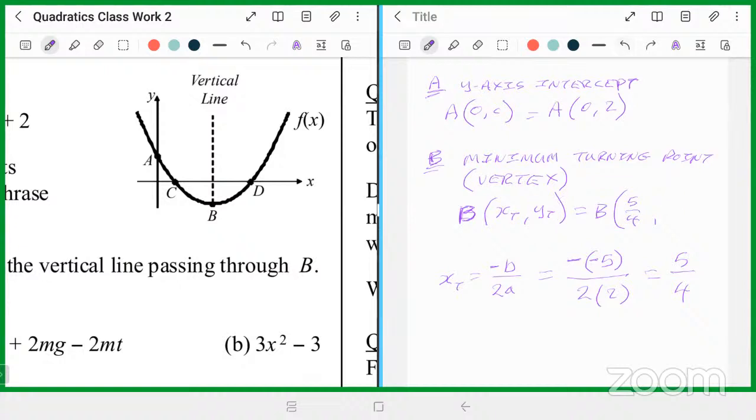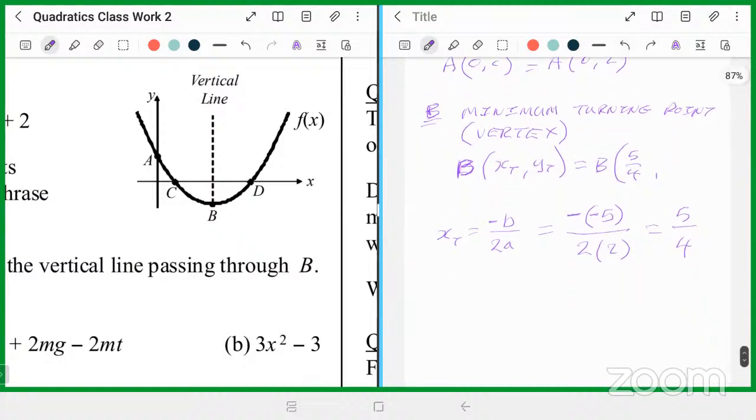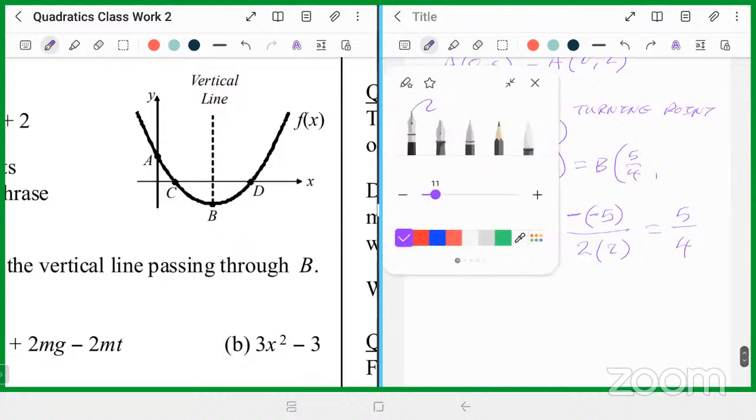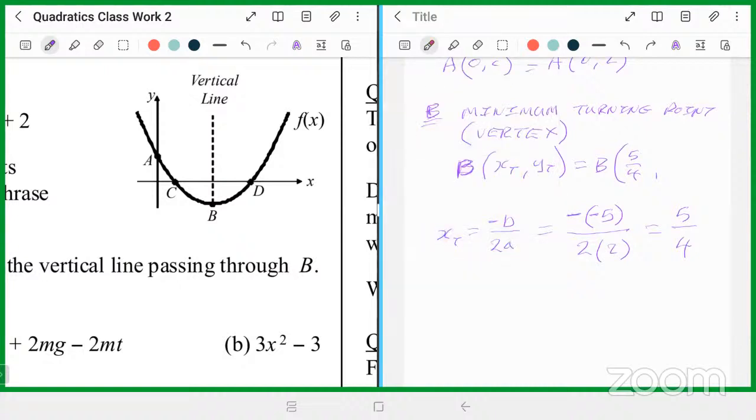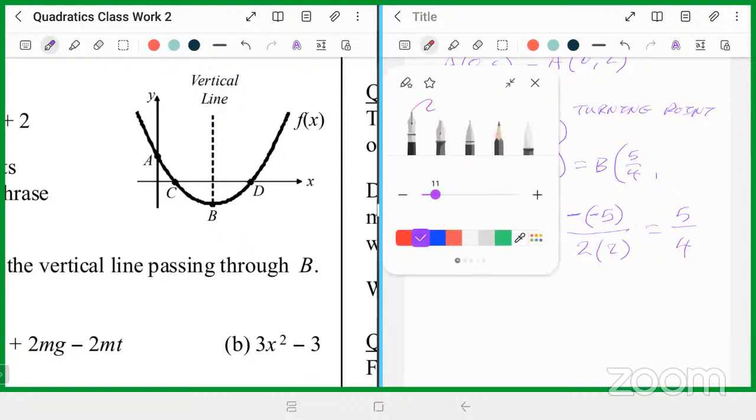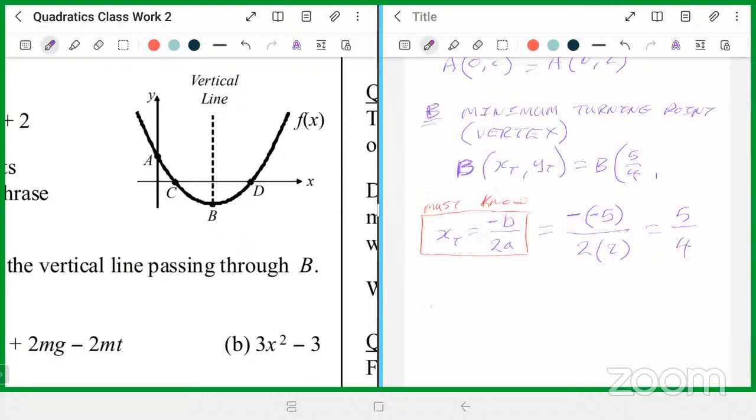The y value can be calculated using a formula. And remember, this formula is a must-know formula. If we're going to be using this method, you must know this formula. The more things you know in math, the better. We're going to write the formula for the yt, the y value at the turning point. The formula for that one is yt = (4ac minus b squared) divided by 4a.